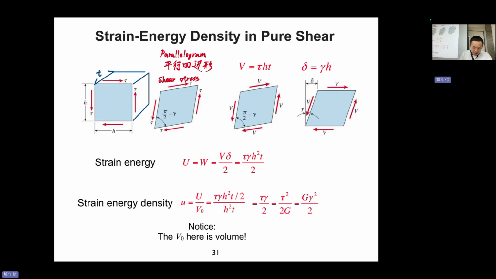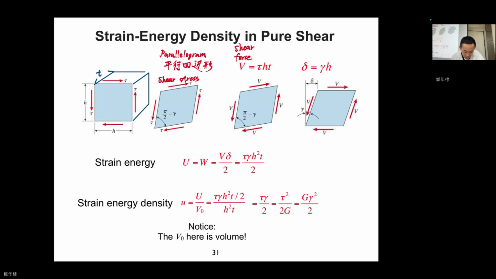And then again, you see 95% of the procedure in mechanics of materials is stress times area. And then it becomes force. So here, this V is shear force. Shear force equals tau h t.